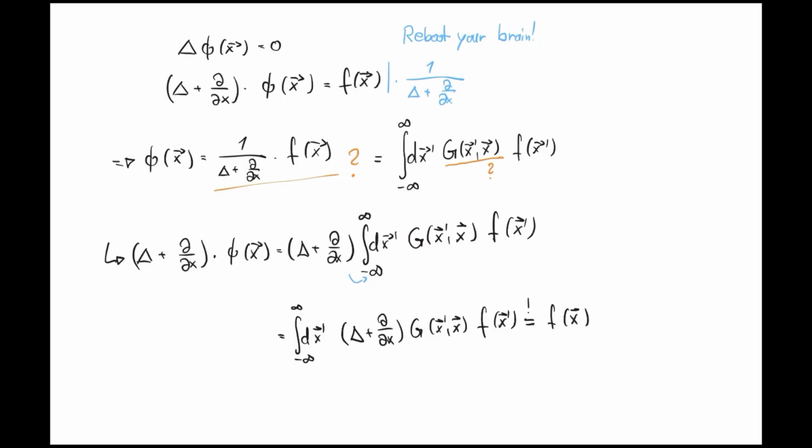This equation is satisfied if the curly brace equals the Dirac delta distribution. If we integrate the Dirac delta over a function, we get exactly the function back. That means that now we have a differential equation for the Green's function. We have the differential operator times the Green's function equals the Dirac delta distribution.